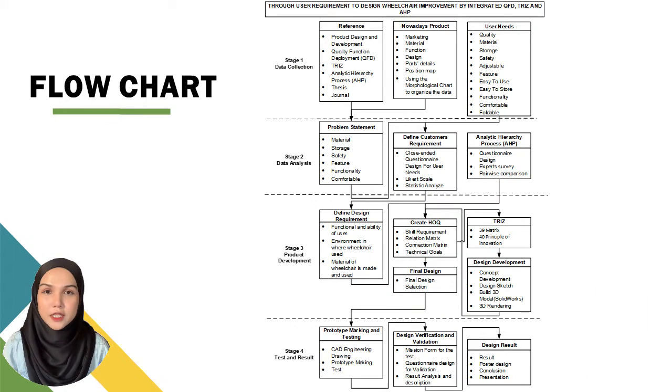This is the flowchart that represents our flow and process in this project. It contains 4 stages. The first stage is data collection, the second stage is data analysis, the third stage is product development, and the last stage is the result.